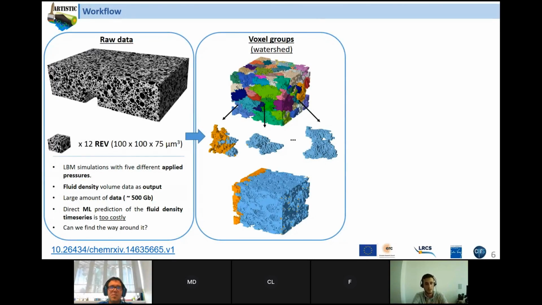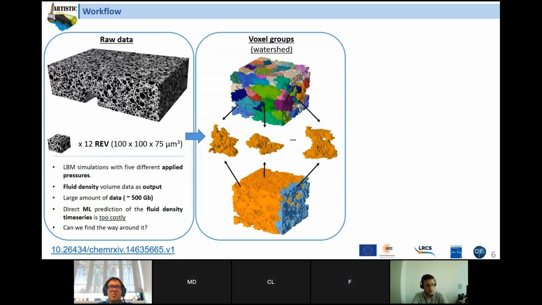And in this way, we can exactly resolve the degree of wetting of each of the labeled pores along the full time series. So as you can see here, we can see how each of the pores independently fills with respect to the electrolyte inlet.